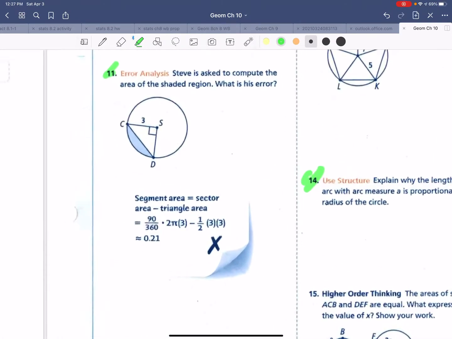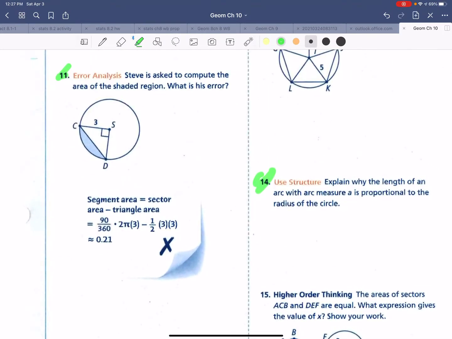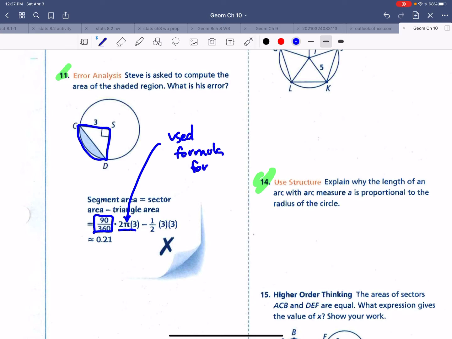So our questions start here at 11. It says, Steve is asked to compute the area of the shaded region. What is his error? Okay, so we know to find the segment of the circle, he first needs to find this, which looks about right. That's our angle, a quarter, times, oops, he used the formula for the circumference, and we need the area.